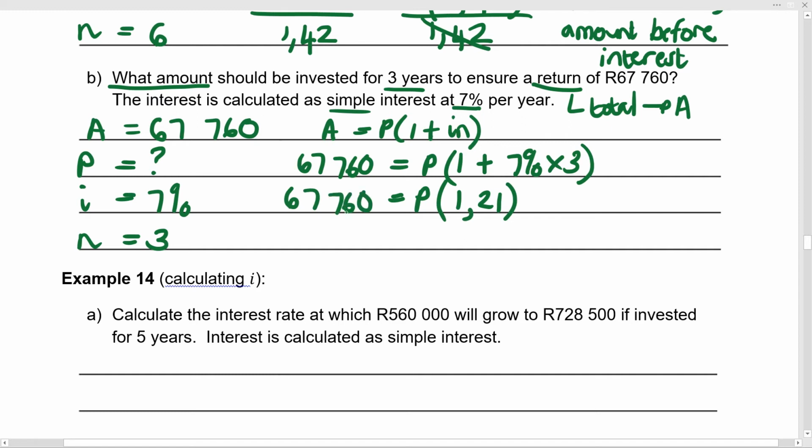Now I'm not going to show that extra step. I'm just going to take my 67,760 and divide by 1,21. I then get P equals 56,000 Rand on the dot. So that means that we invested the 56,000 Rand and we got 67,760 after the 3 years with a 7% interest per year.